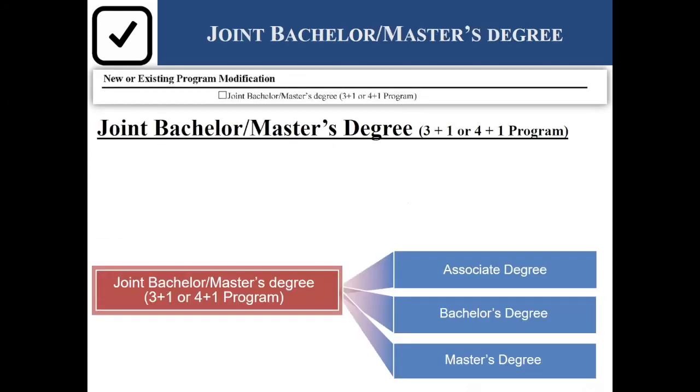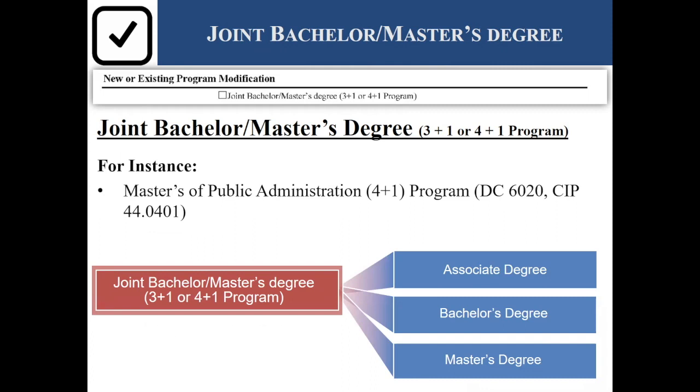Now, the next modification listed is joint degree programs. Joint degree programs are those in which a student can enroll and be awarded 2 degrees upon completion. An example of a joint degree program would be the Masters of Public Administration program. In this program, a student would earn a bachelor's and a master's in public administration within a 5-year period.